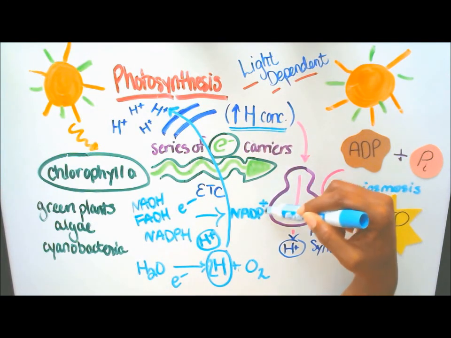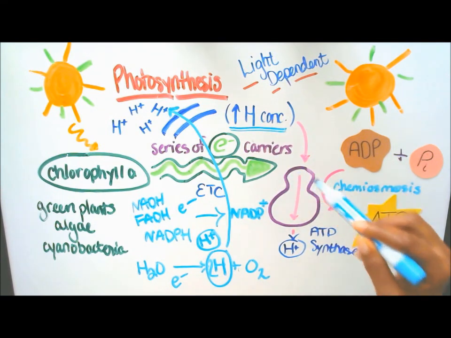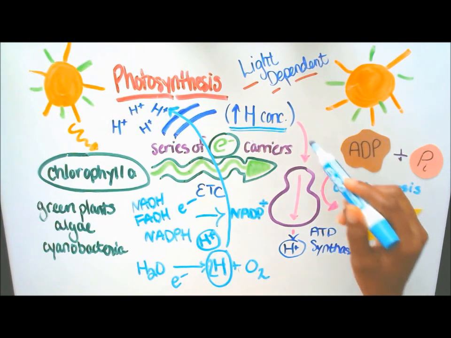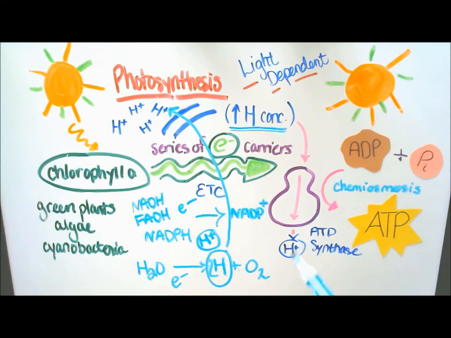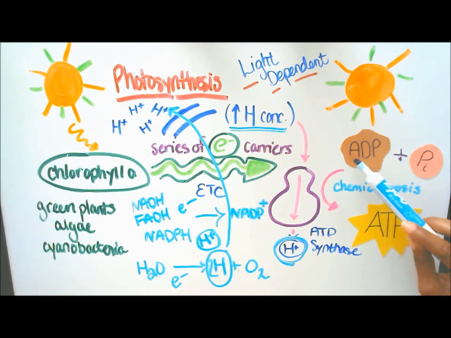Now, this protein that's embedded in the plasma membrane, ATP synthase, pumps the protons through the cell. And here we have our proton. Through this process, chemiosmosis occurs. This is the synthesis of ATP. So we have in the cell ADP and we have our phosphate group. They come together to make ATP.